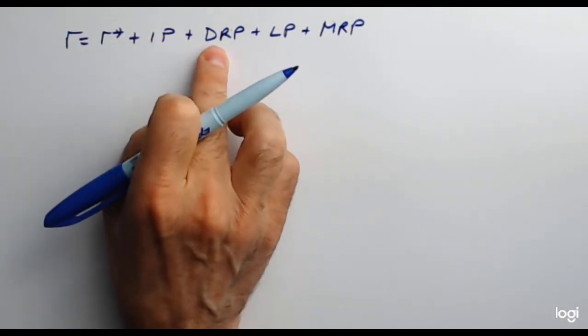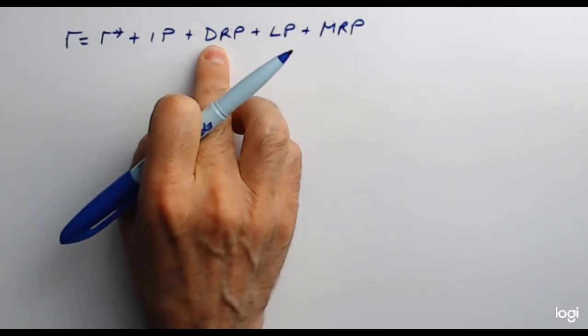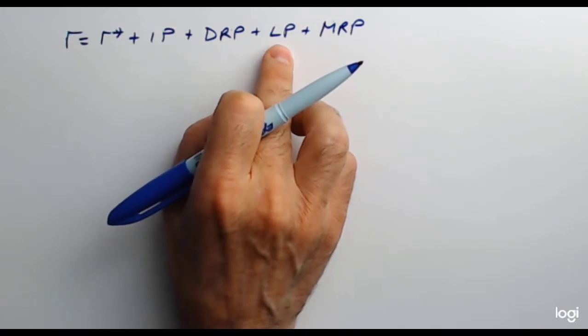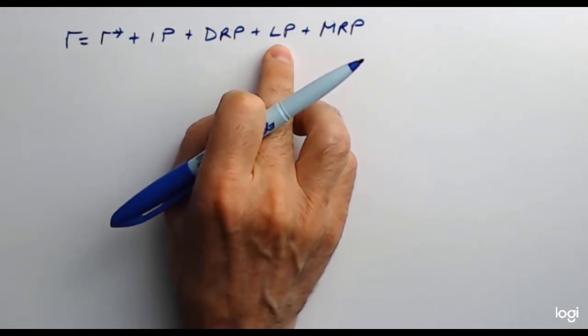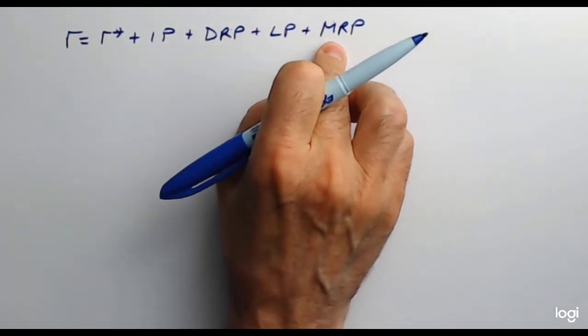Then we'll look at a default risk premium, and that'll have to be given to you. Either you back into it or it's given to you. The same with the liquidity premium. It's either given to you or you have to back into it. And I'll show you what I mean by backing into the numbers. And then we have a maturity risk premium.